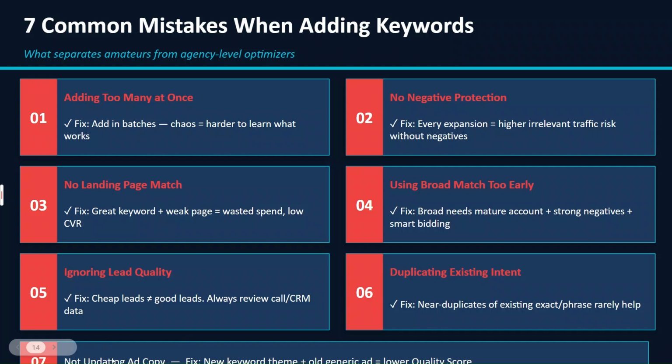And number seven is not updating ad copy. When you add a new keyword theme, your old generic ad copy will not be relevant anymore. So update the headlines, update the descriptions to match the new keyword.